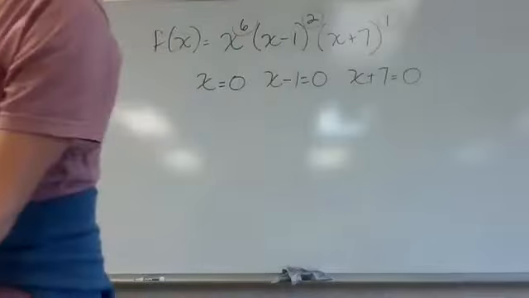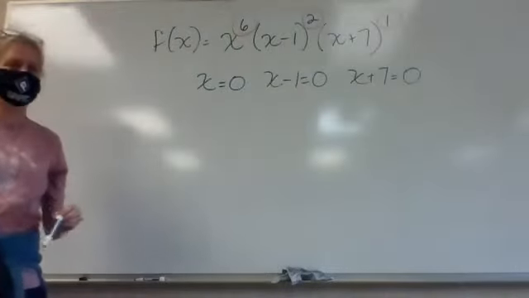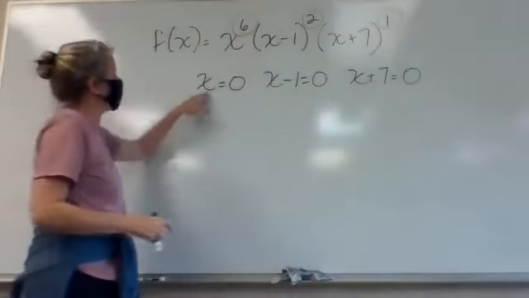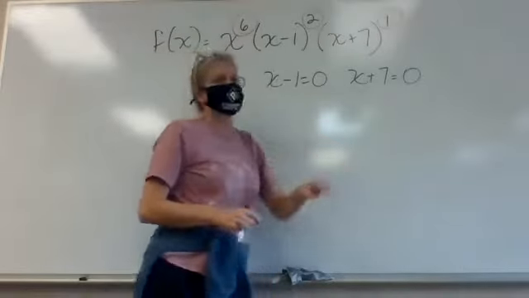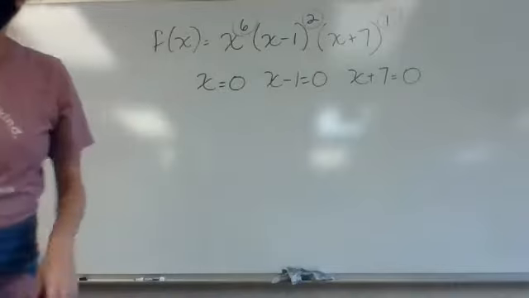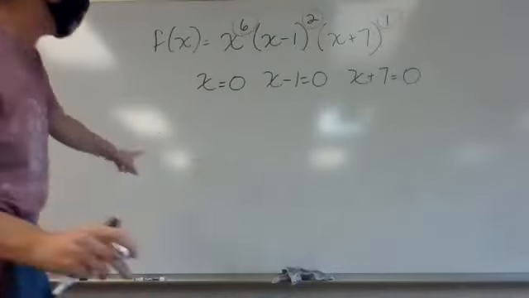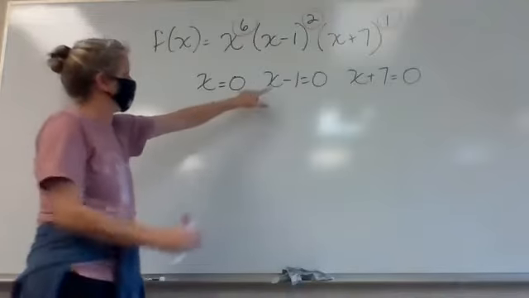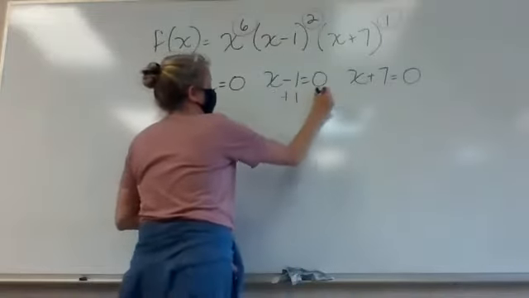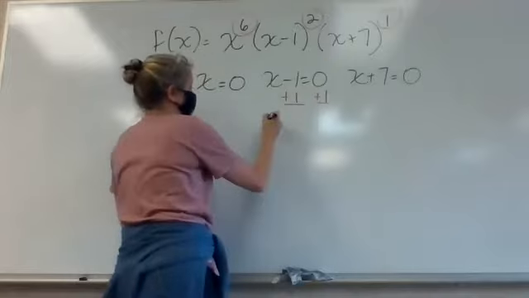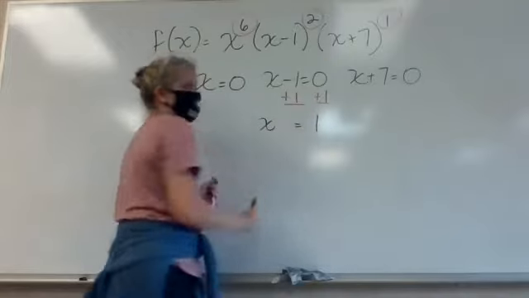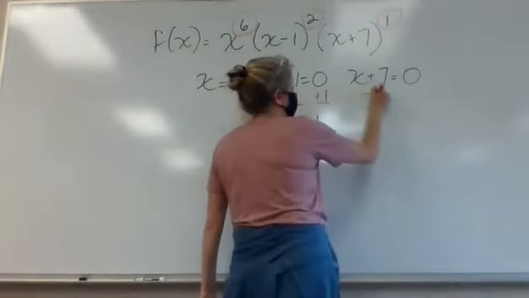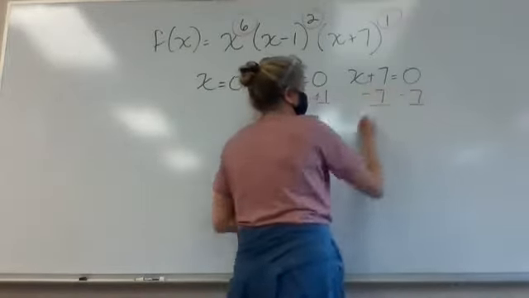Those are going to be telling me about what the multiplicity is, and we'll talk about what that means in a minute. So once you set each of the factors equal to zero, solve them for those x's, which means on this one, it's already solved. X is already by itself. This one, I need to get rid of the minus one with a plus one. And this one, I need to get rid of the plus seven with the minus seven.